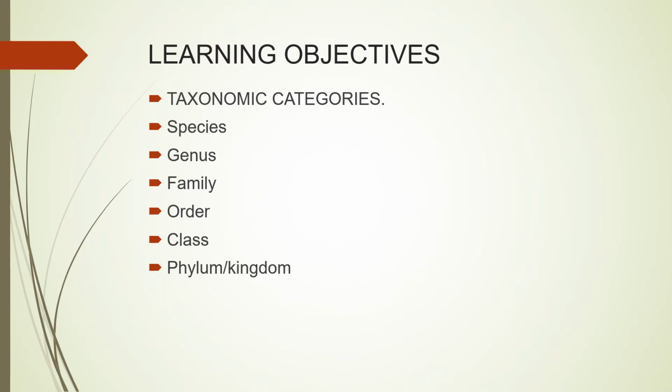Now, what are the learning objectives of today's lesson? First, we are going to know about the taxonomic categories. We will know what are taxonomic categories. Then, from the lower order till the higher order, we are going to discuss everything in detail, like from the species, genus, family, order, and class and phylum and kingdom. We are going to discuss that in detail. Now let us move on to today's topic.